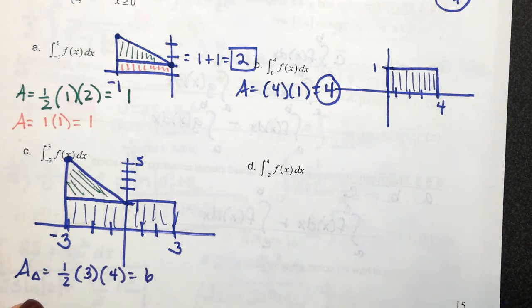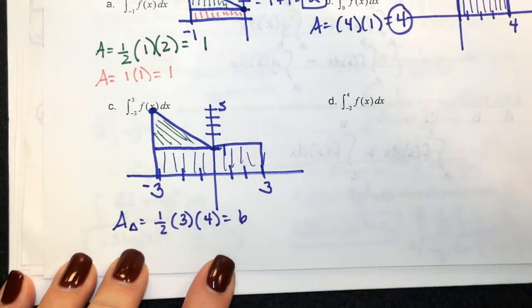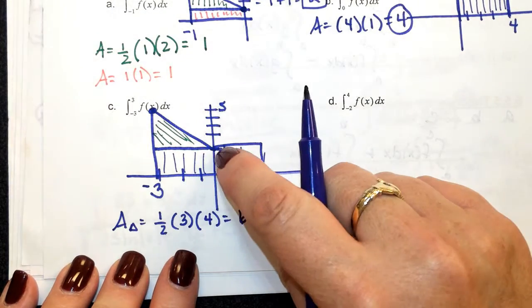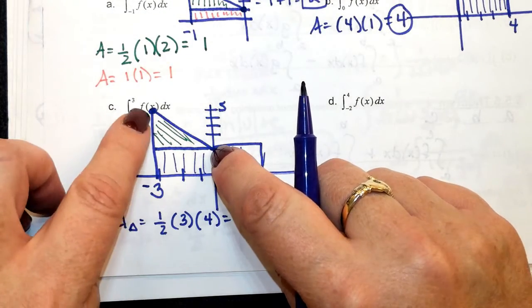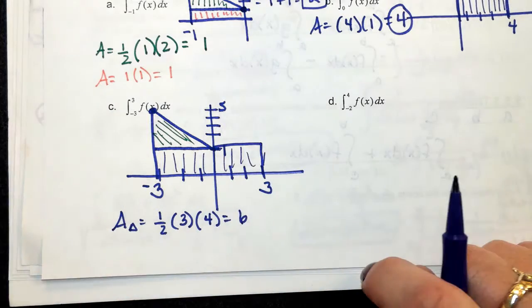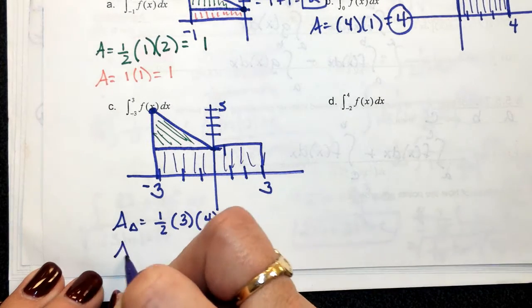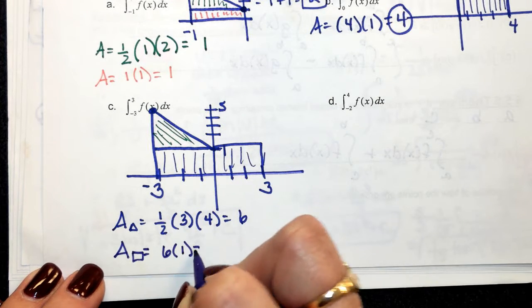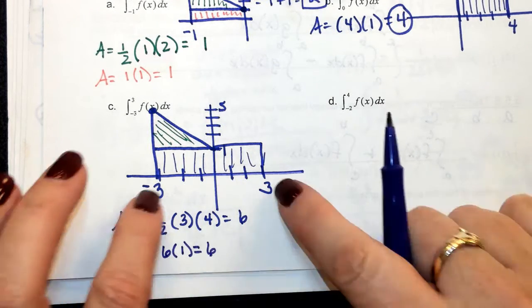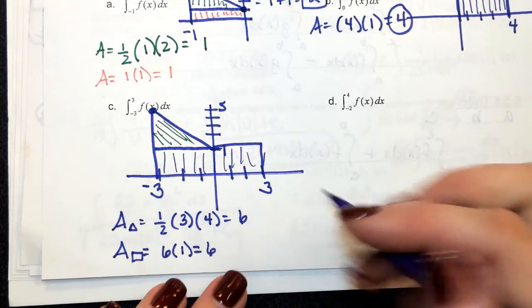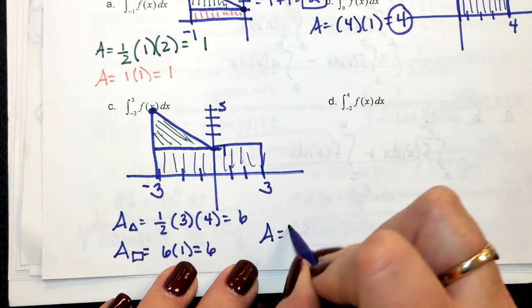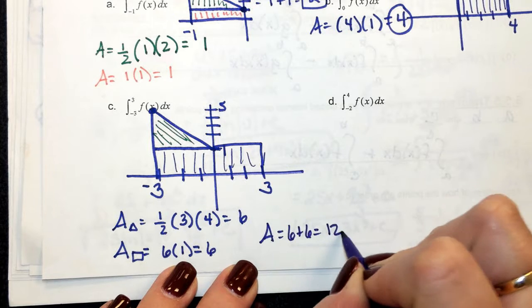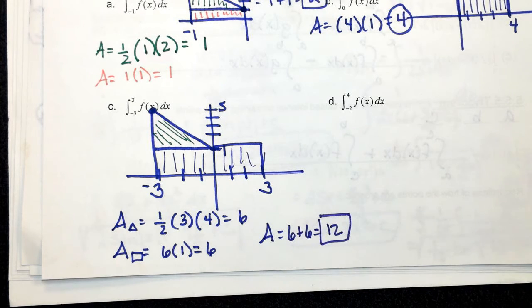Everybody come up with the area of the triangle to be 6. Because base is 3, and then the height is going to be, remember this is at 1, this point's up here at 5, so the height is going to be 4. Then the area of the rectangle is going to be 6 times 1, which is 6. Again, your base is 6, and then your height is just 1. So the total area is going to be 6 plus 6, which is 12. So any questions on C?